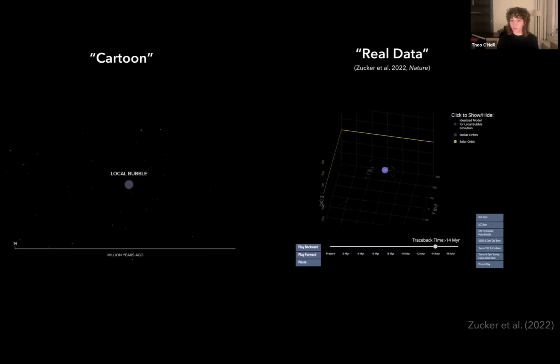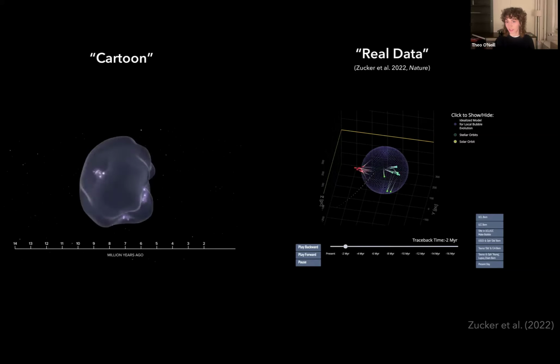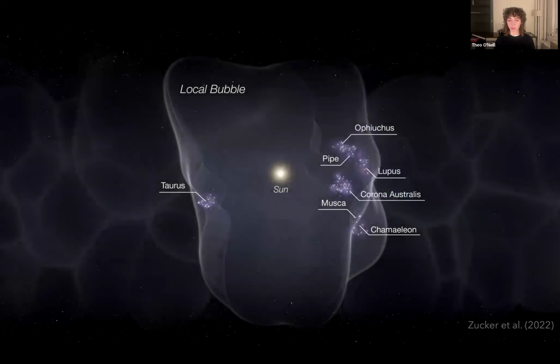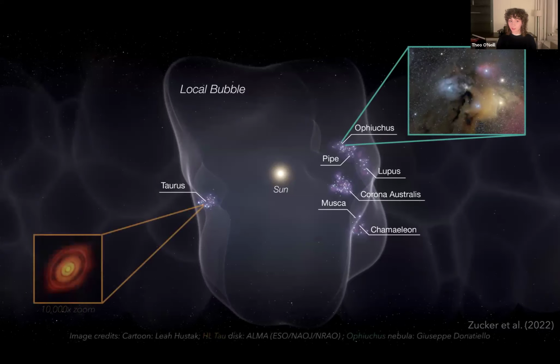I just showed a cartoon, but we have real data to back this up as well. The cartoon is now on the left, and on the right, I'm showing the inferred paths of young stellar clusters in our solar neighborhood over the last 14 million years. So we have this expanding bubble leading to the creation of new molecular clouds and new generations of stars. And as I said, many of these new star-forming regions are quite well known and are responsible for some of what I think are the most beautiful astronomical images of the nearby universe.